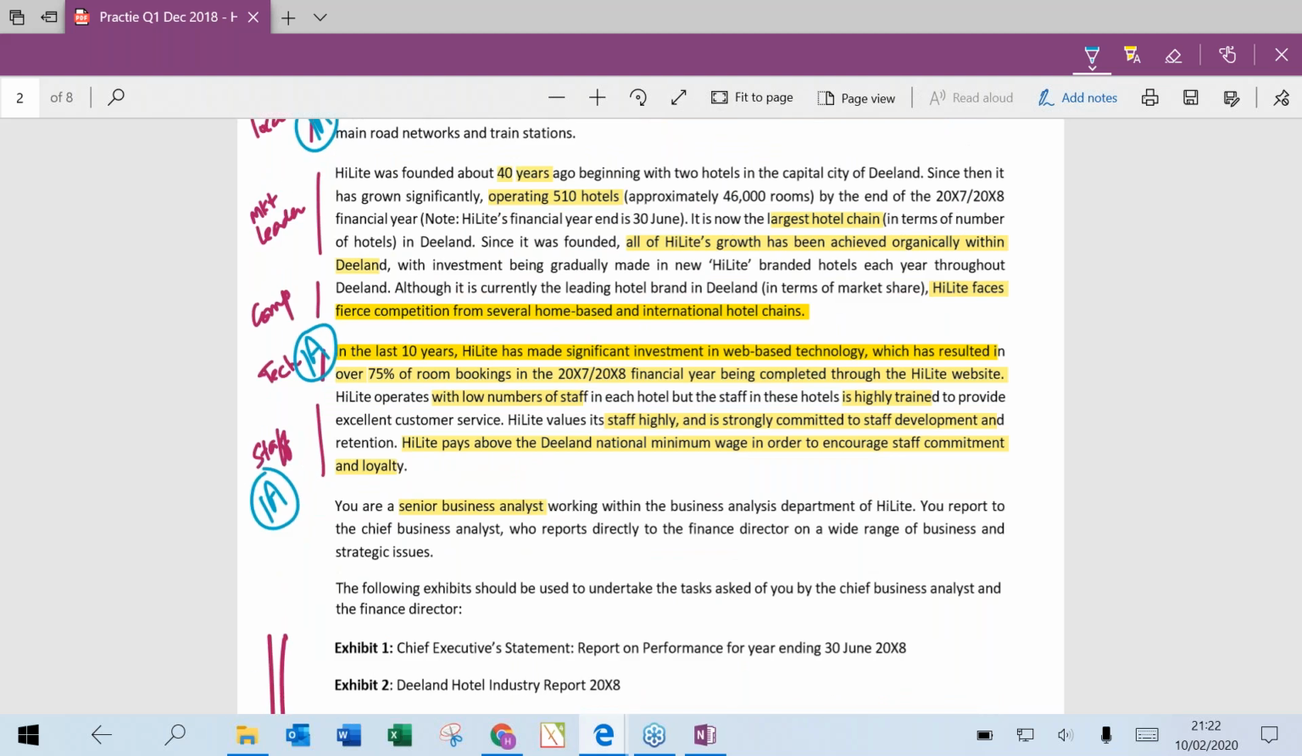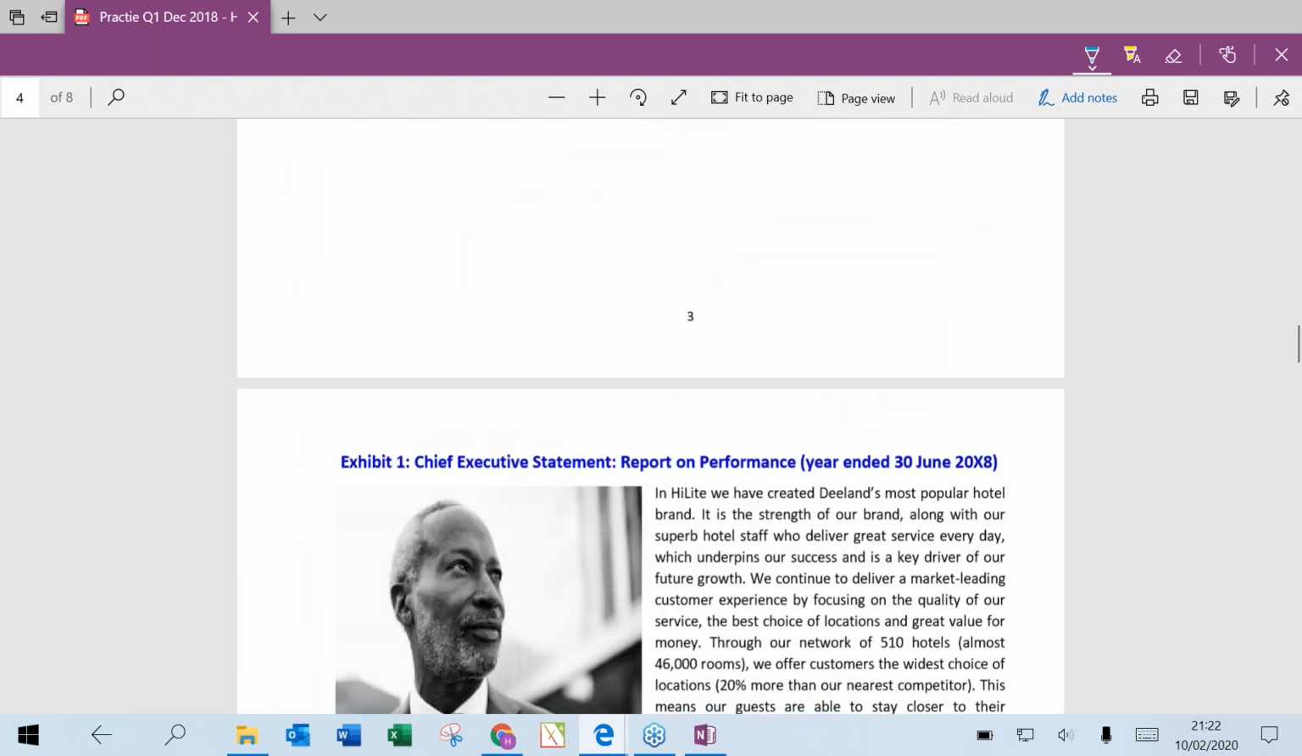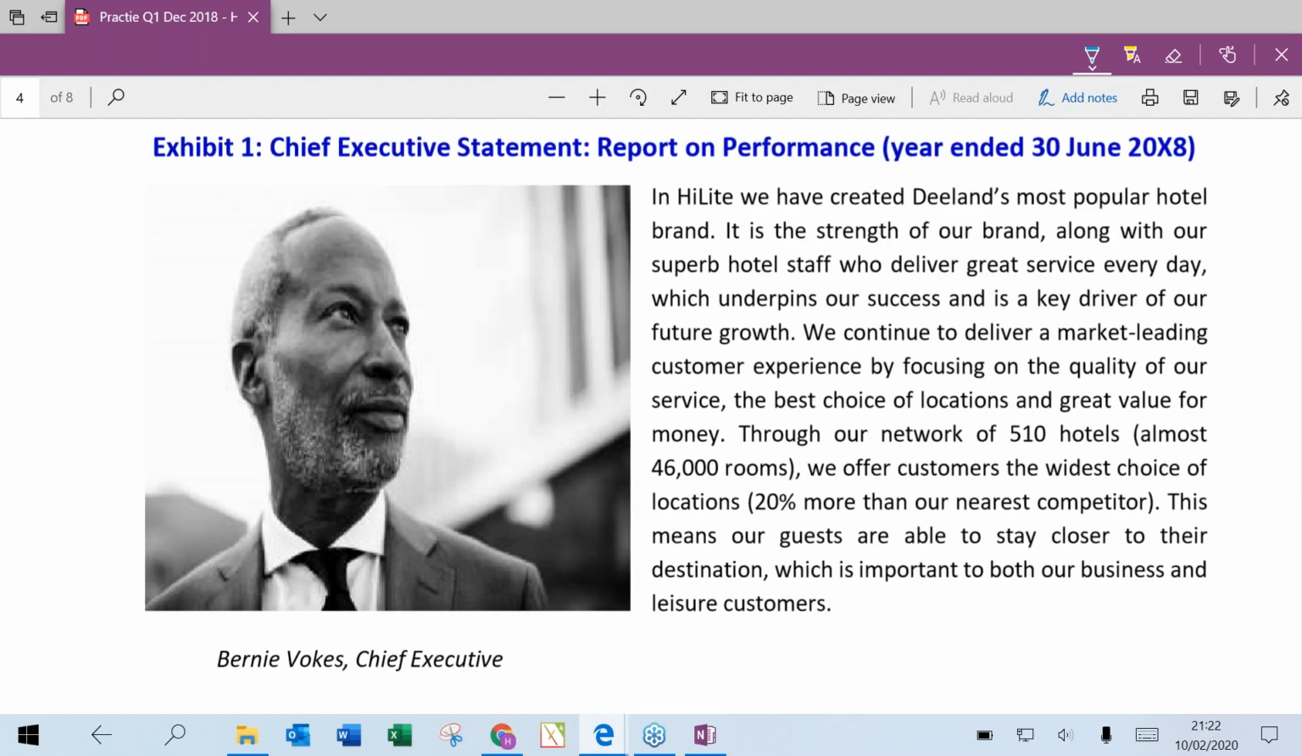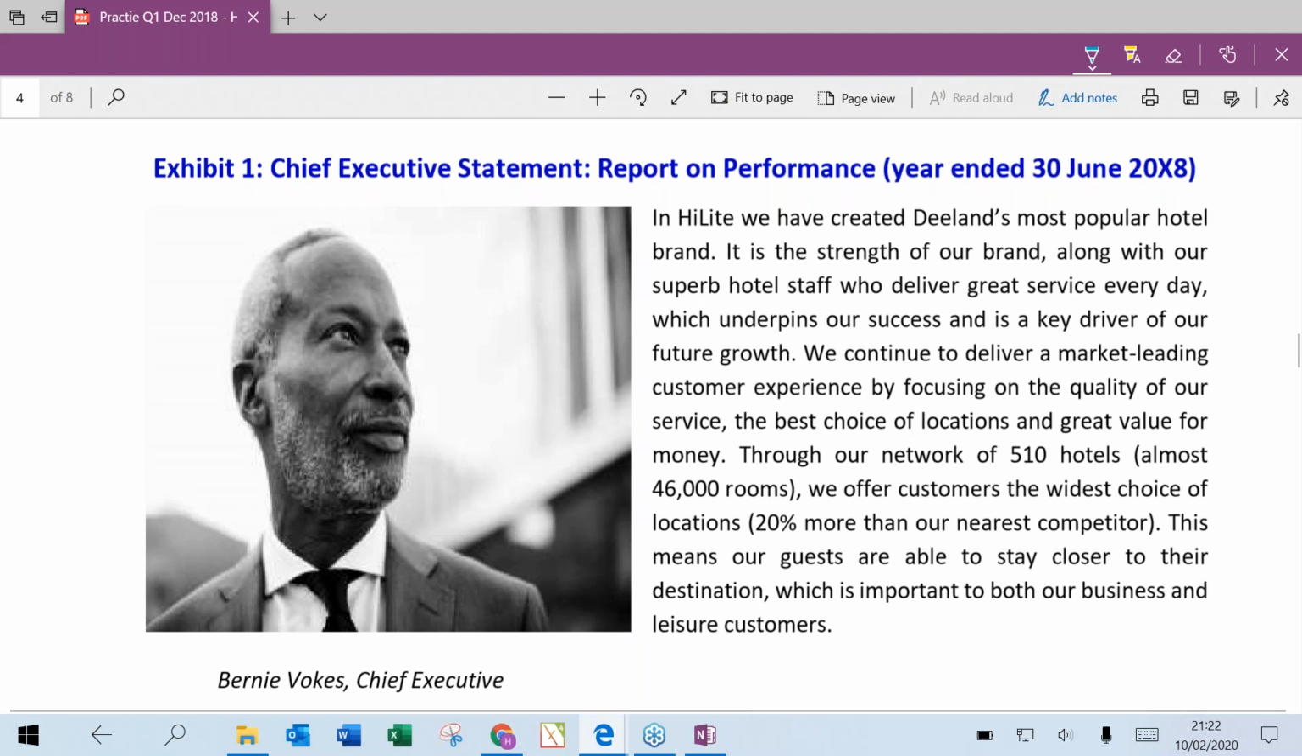Now let's hit the exhibit. We will read one paragraph. Oh, look at the CEO. I like him. Smart guy. Maybe you can be the CEO of this company, you never know. Right. So see, exhibit 1 is the Chief Executive Statement, Report on Performance, year ended 30th June.